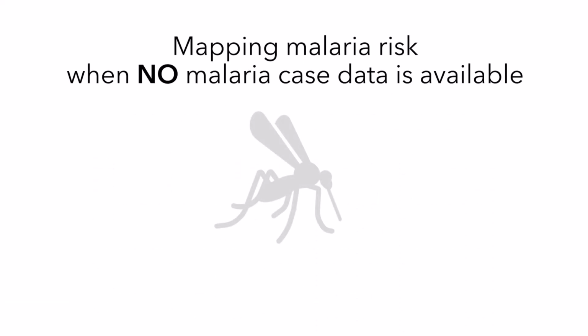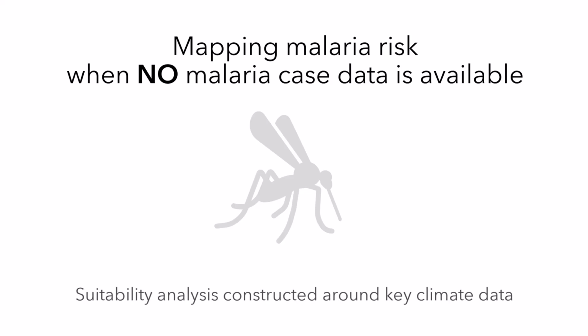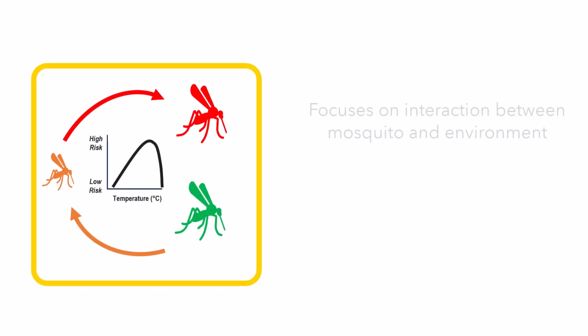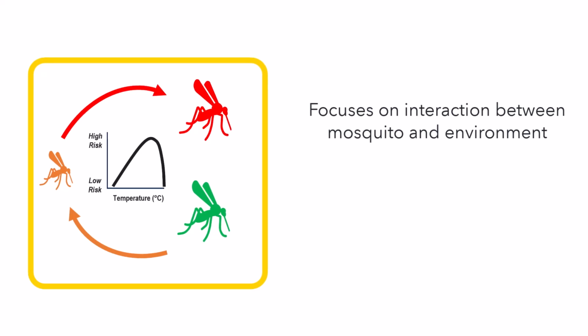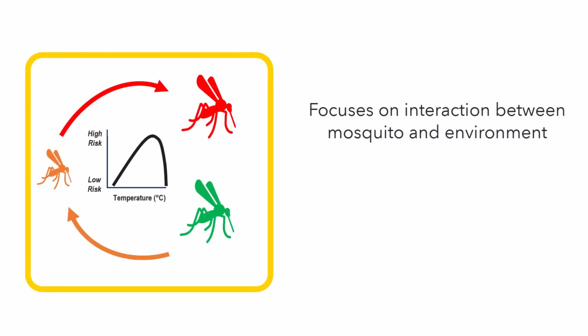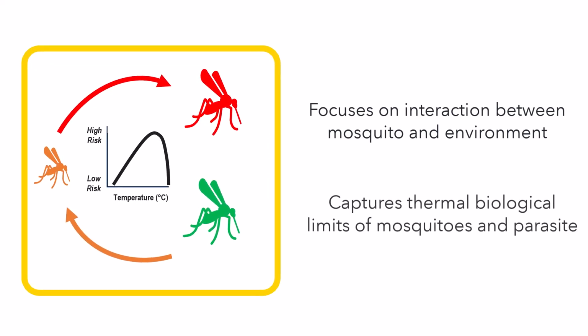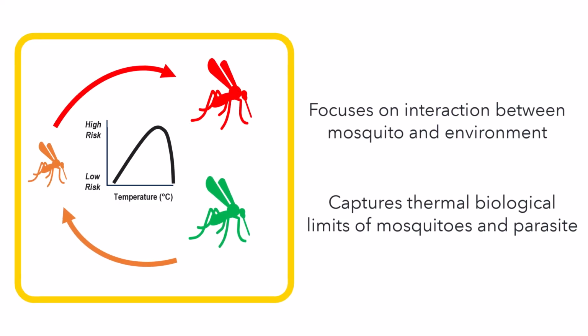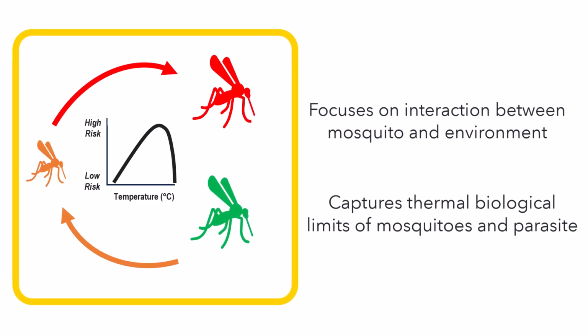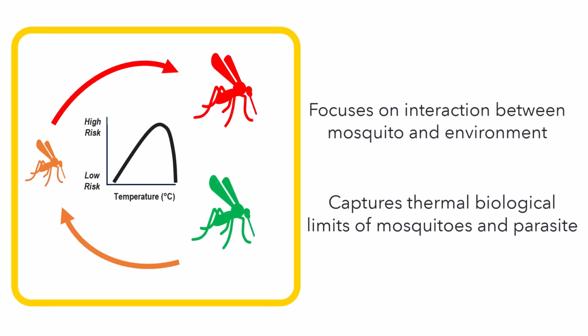Mapping malaria risk when no case data is available can be done using a suitability analysis constructed around key climate data. Recall that suitability analysis focuses on interactions between the mosquito and the environment. Essentially, this approach captures the thermal biological limits of mosquitoes and the malaria parasite.